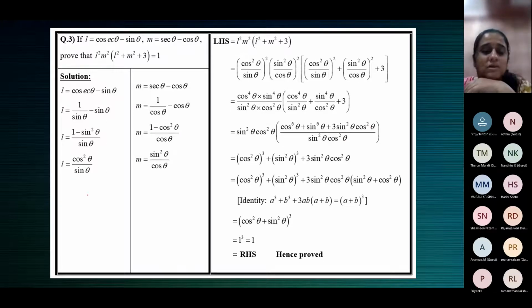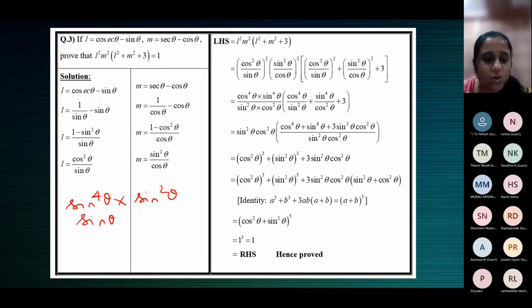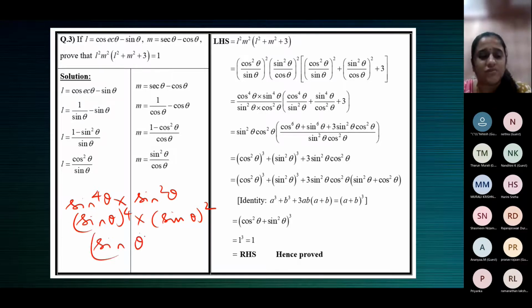Please remember, I'll tell you again. If you have to simplify sine theta to the power 4 and sine square theta, multiplying these two is nothing but sine theta the whole power 4 into sine theta the whole power 2. Bases are same and it's multiplication, so we have to add the powers. Sine theta, add the powers, 4 plus 2, 6. So sine theta to the power 6, which is written like this.